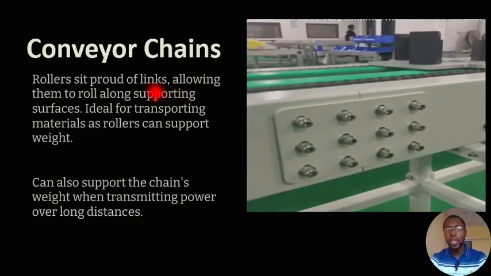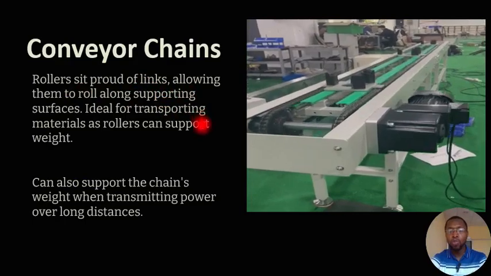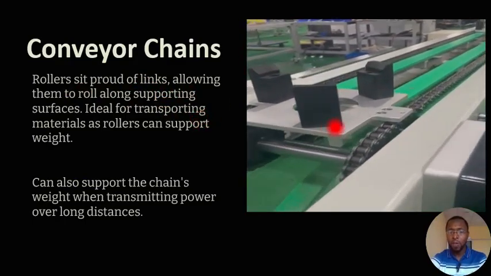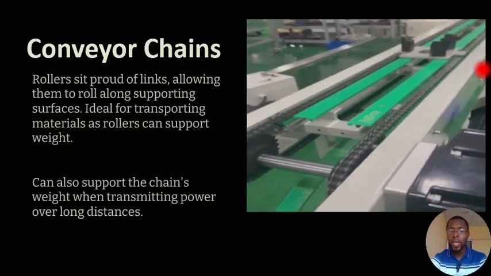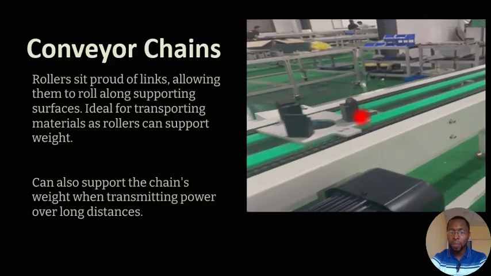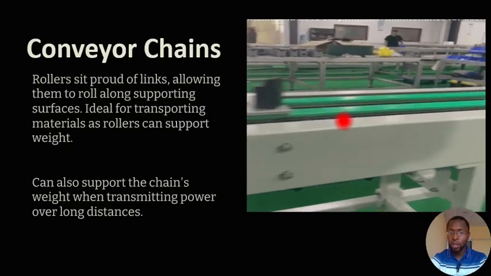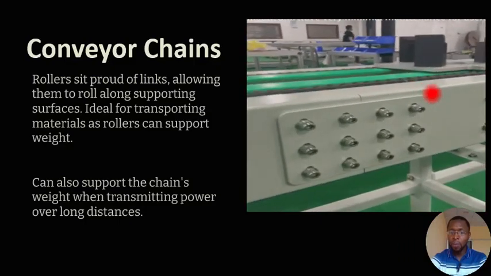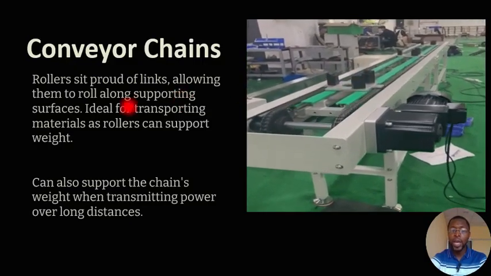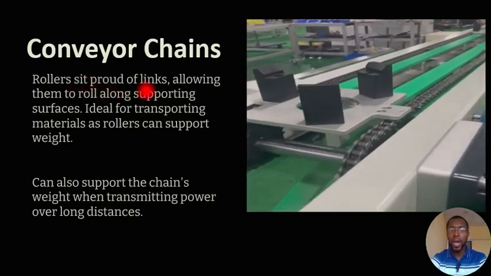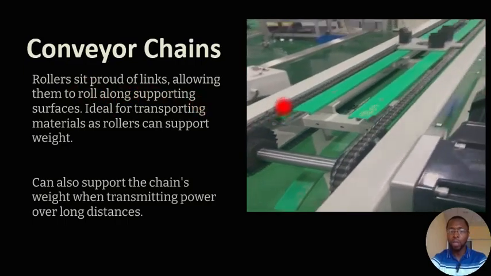In other words, the links of the rollers in a conveyor chain drive protrude out of the pins, thereby helping in conveying materials. You see that these materials are being conveyed due to what? Due to the conveyor chain. These objects are moving on the conveyor chain because of the way the rollers are designed on it. They sit proud of the links between the pins.